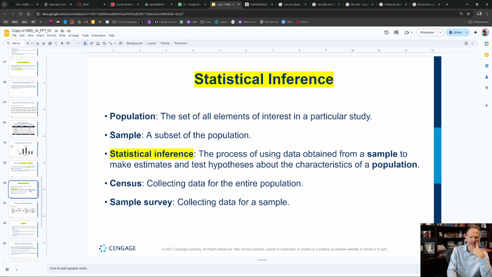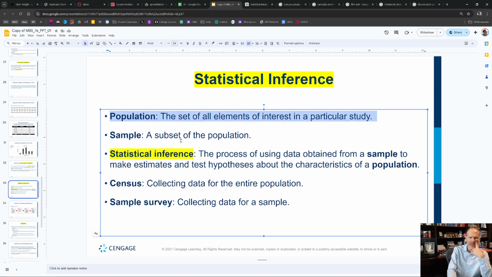So the next thing is statistical inference. So there's a population, which is, in the auto shop example, all of the customers who come into the auto shop. And instead of surveying all the customers in the auto shop, the entire population, we just take a sample and survey the sample, and then we make inferences about the entire population. So population is the set of all elements of interest in a particular study. So the population is all the customers or all the students. A sample is a subset of the population.